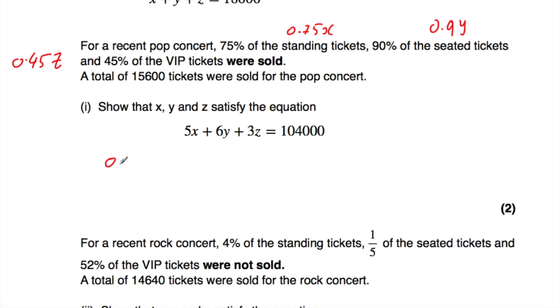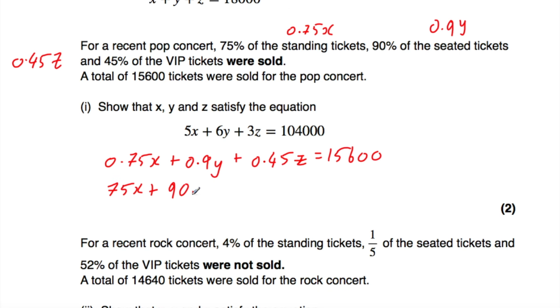So that means that 0.75x plus 0.9y plus 0.45z equals 15,600. Now that's not quite what we're trying to show here. We want to show 5x plus 6y plus 3z equals 104,000. So what I'm now going to do is multiply the whole equation through by 100. So that'll be 75x plus 90y plus 45z equals 1,560,000.